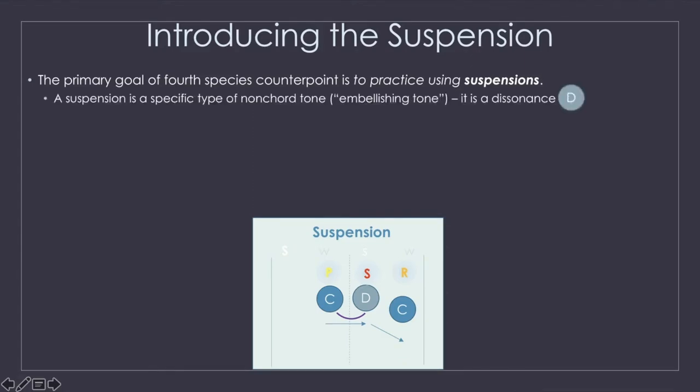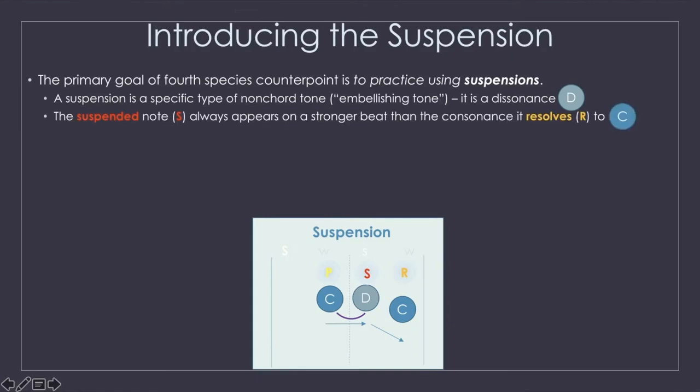So a suspension is a specific type of non-chord tone, otherwise known as an embellishing tone. It is a dissonance. All non-chord tones are dissonances of some sort, and I have that marked D. You can see that in the figure below. The suspended note S always appears on a stronger beat than the consonant that it resolves to.